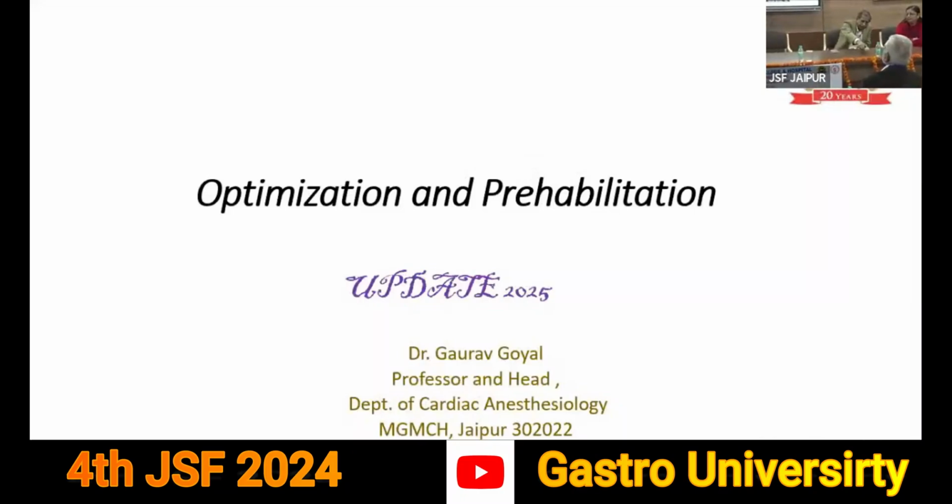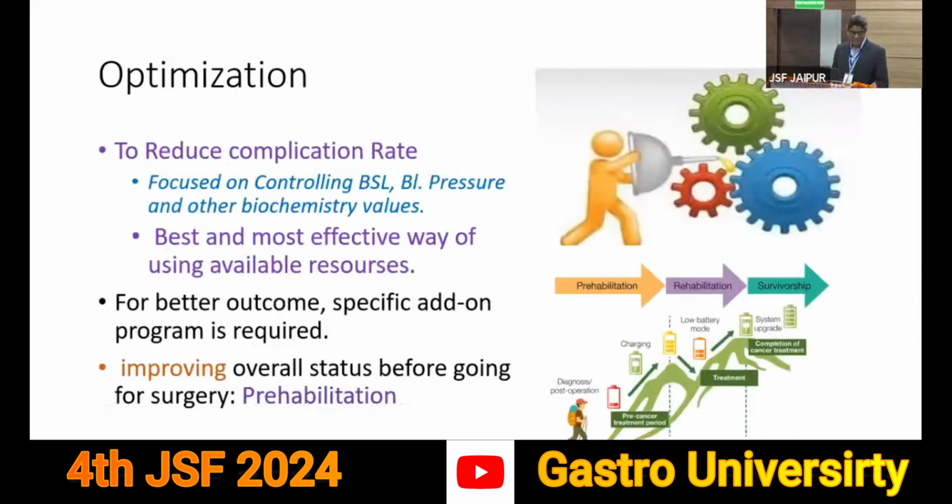In previous sessions, we understood how even a minor complication can lead to a negative outcome. So how can we reduce or predict that a complication is going to happen? This is by optimization. Optimization is making adjustments for the judicious use of available resources. To reduce complication rates, we have long done optimization in our patients, mostly focused on control of comorbidities, blood sugar levels, blood cycles, and other biochemical values.